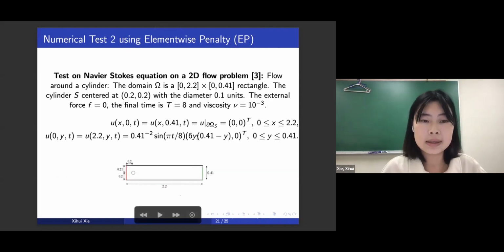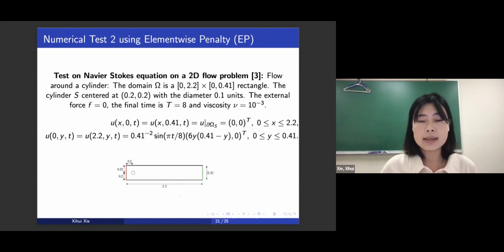Okay, next is another numerical test. Here we extend this Elementwise penalty to a time-dependent Navier-Stokes equation. This equation is tested on a 2D flow problem, and here is what the domain looks like. It's called the flow around the cylinder.